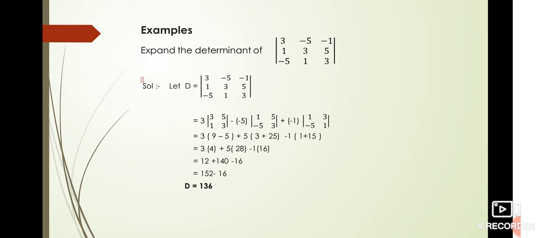So plus minus is a minus 1 into, again the same: the product of the main diagonal elements is 1, minus the product of the anti-diagonal elements, which is minus 15. So minus minus plus 15.